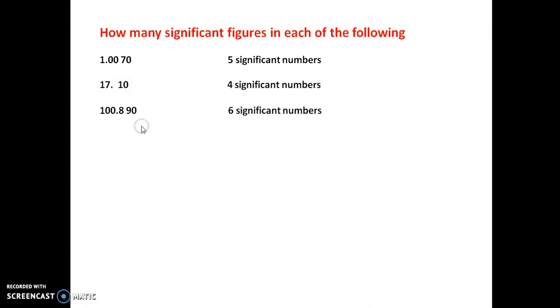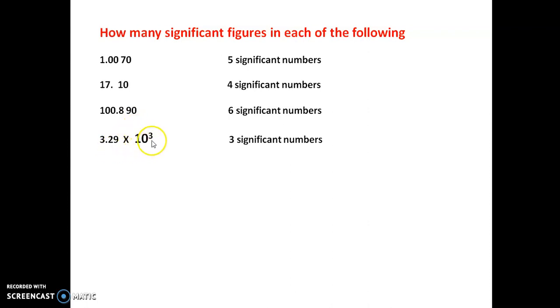of the decimal point. In that, these two zeros are present in between two non-zero digits, that is 1 and 8, and we have to consider these two zeros for the counting, and this 0 again we have to consider, because this 0 is present at the right hand side of the decimal point. Hence for this we have 6 significant numbers.